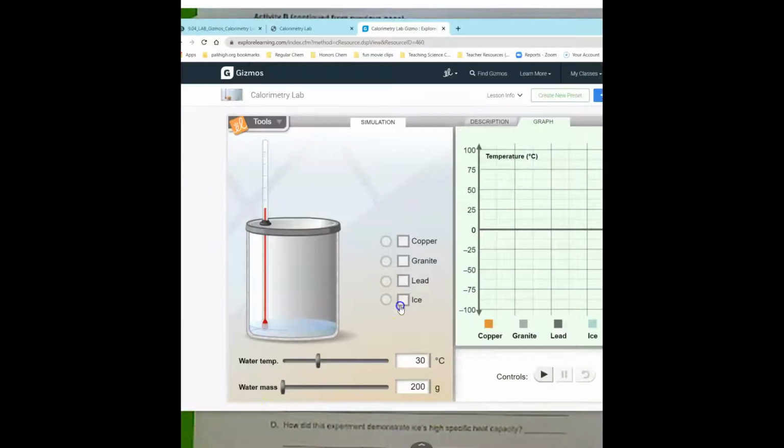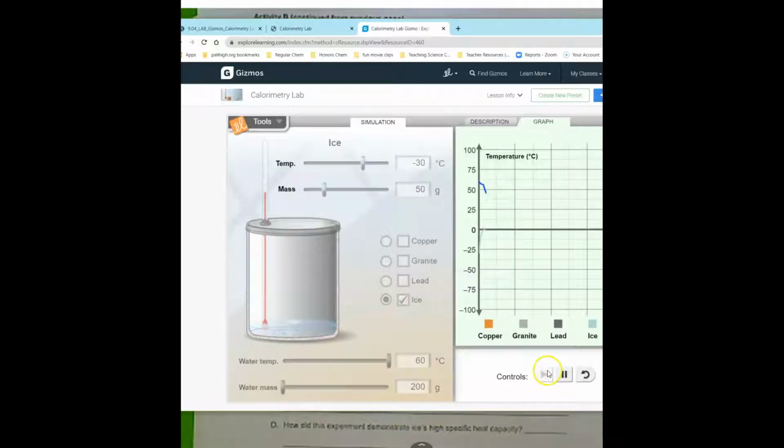So let's test it. It says deselect lead and select ice. Use the default temps, -30 and 50. Set the water temperature to 60 and the water mass to 200. And we're going to have to do some math to compare the two, I think. Let's check it out. It says set the ice to -30 and 50. These are default, meaning they automatically should be there, but it says to set the water temperature to 60 and have 200 grams, which we do. Click play. And you can see that the ice disappeared. Why? Because it's going to melt, right?